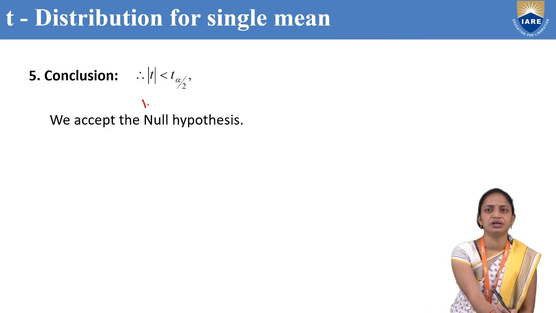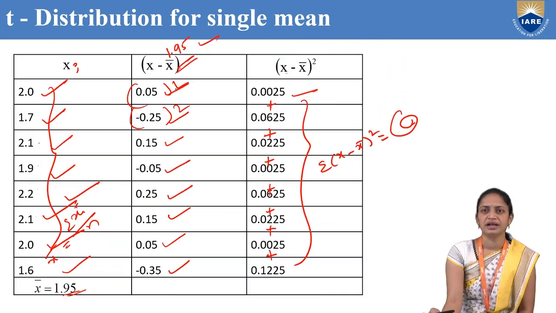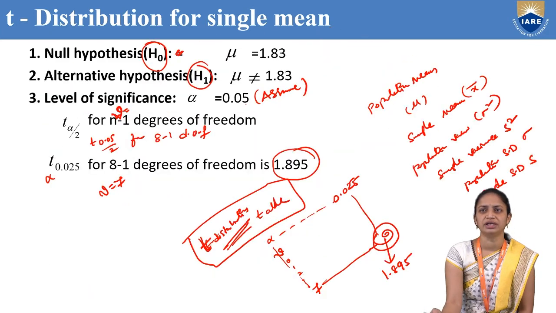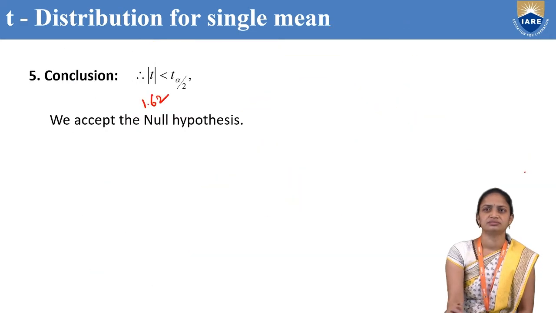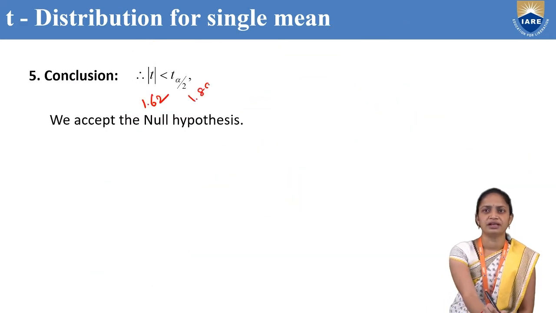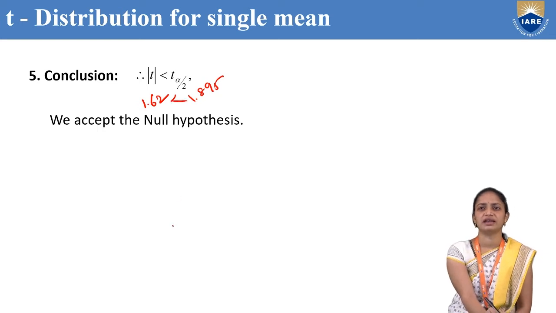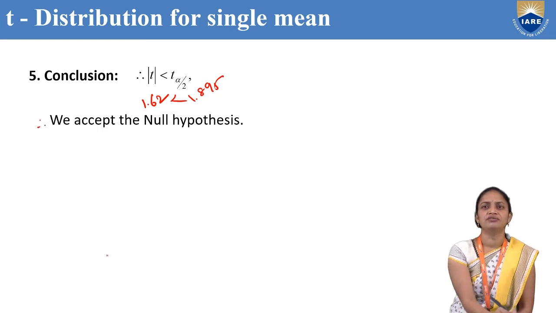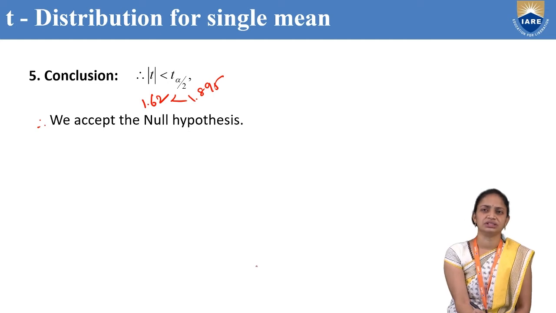Conclusion. Mod t is 1.62 and the t alpha by 2 value is 1.895. So 1.62 is less than 1.895. Therefore we accept the null hypothesis.